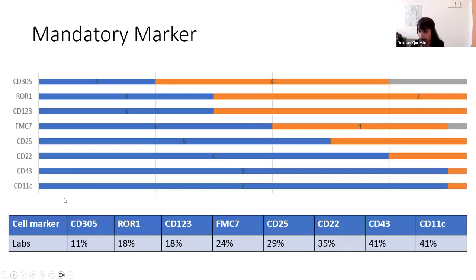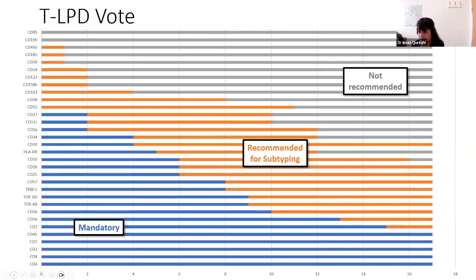But I thought it would be interesting to show that between 10 to 40% of the labs found these cell markers that I've listed in this table as mandatory for a BLPD diagnosis, which I found quite interesting. And then similar for the TLPD.